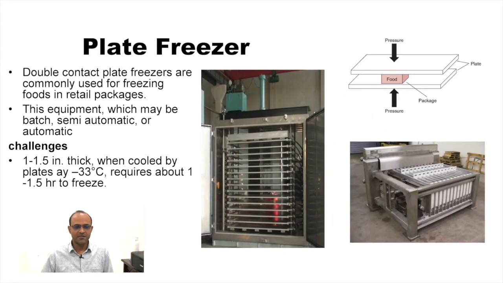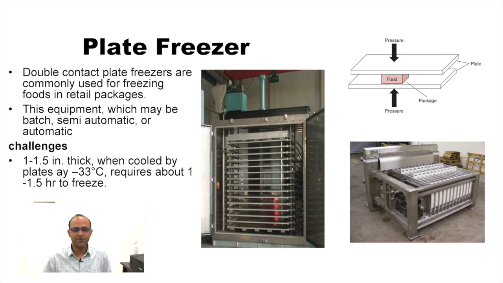So let us discuss the first, the direct contact type freezer. Here we have a plate type freezer. The schematic shows that there are two plates which are carrying the refrigerant inside, and the food is placed in between them. Some pressure is applied to ensure maximum contact with the plates, and this ensures the heat is given by the food to the refrigerant, and thereby it starts freezing.